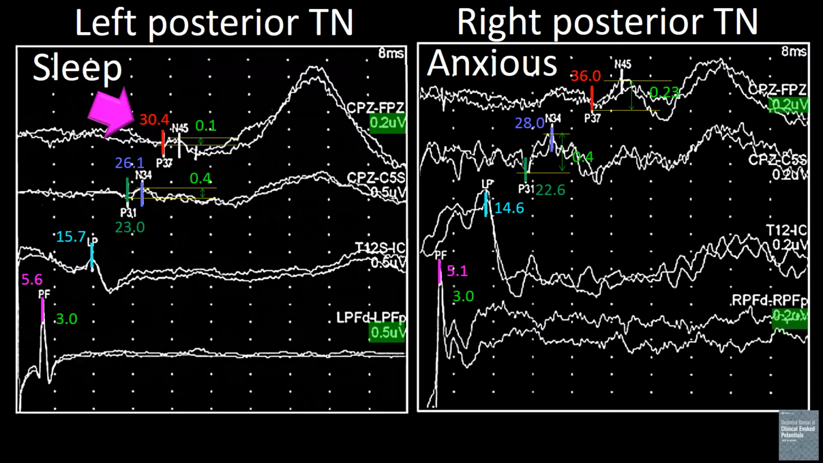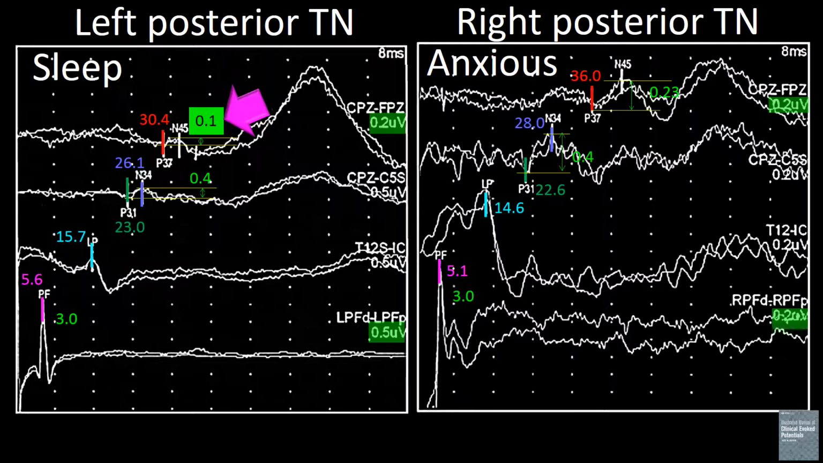Now we can see that on the left while asleep, the latency to P37 is 30.4 milliseconds. And on the right, while the patient was awake and anxious, latency to P37 was 36 milliseconds. A latency of 36 milliseconds to P37 is a normal latency. But this is a significant finding based on two accounts. The first issue is that the awake potential latency is more prolonged than the sleep latency, and usually it is reported to be the other way around. And the second issue is that the difference between latencies is 5.6 milliseconds, which is definitely abnormal.